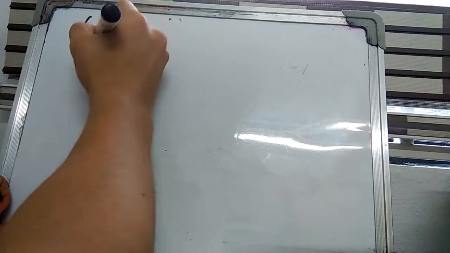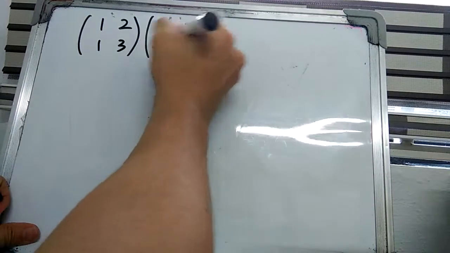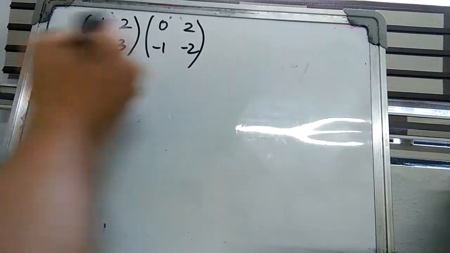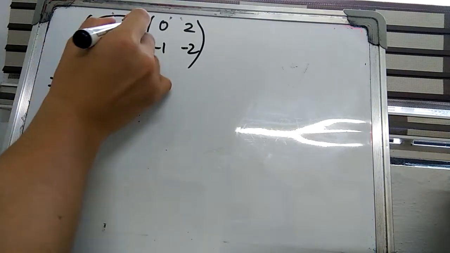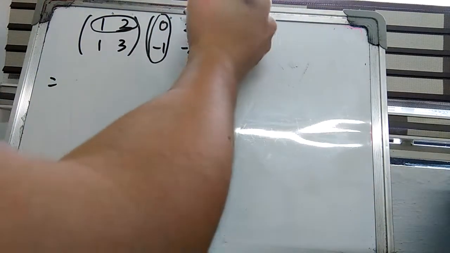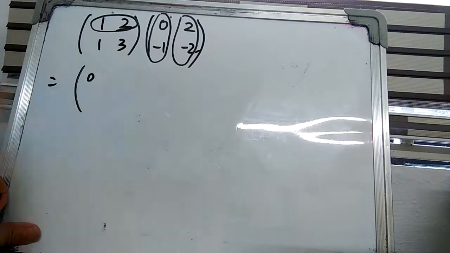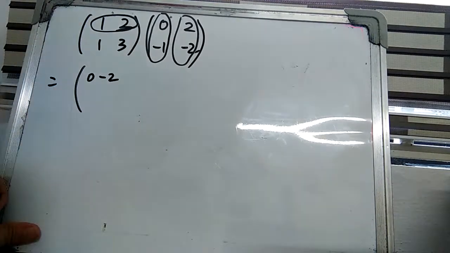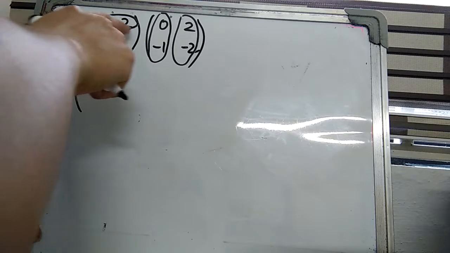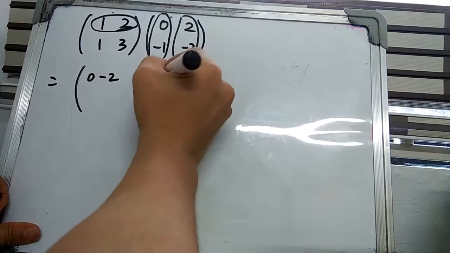Let me give you an example. 1, 2, 1, 3 times 0, 2, minus 1, minus 2. First of all, you need to use this row multiplied by this column. Okay, 1 times 0, which is 0. 2 times negative 1, which is negative 2. Okay, followed by 1, 2 times 2, negative 2. You will have 2, negative 4.